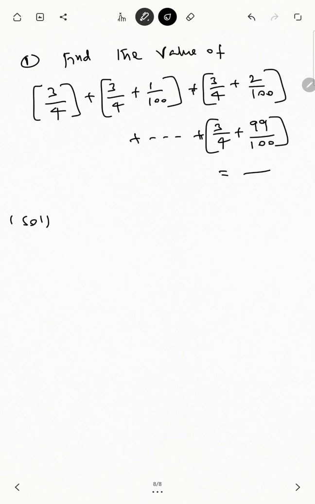Now question number 1. Find the value of integer part of 3 by 4 plus integer part of 3 by 4 plus 1 by 100 plus integer part of 3 by 4 plus 2 by 100 plus so on up to the last one, integer part of 3 by 4 plus 99 by 100.